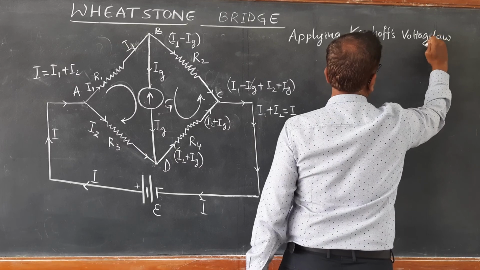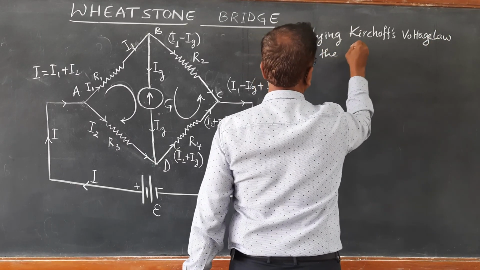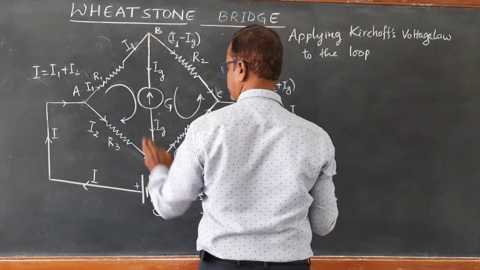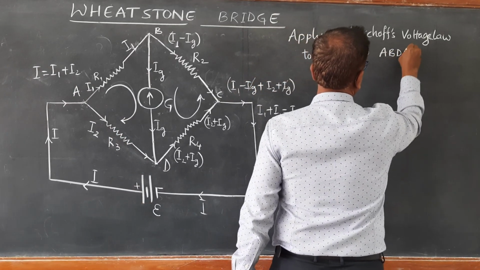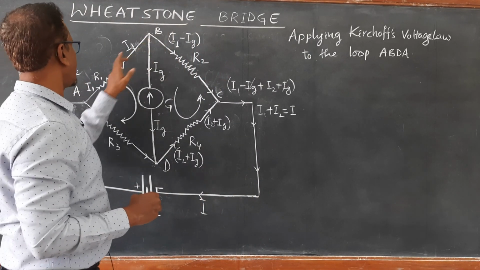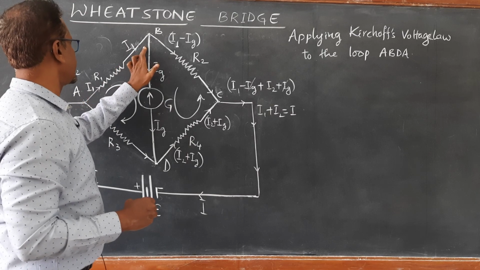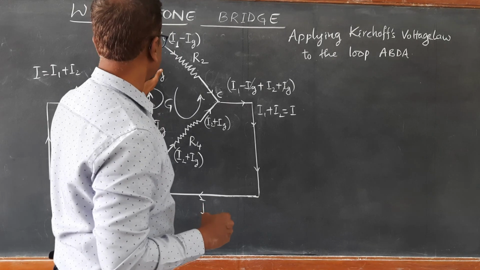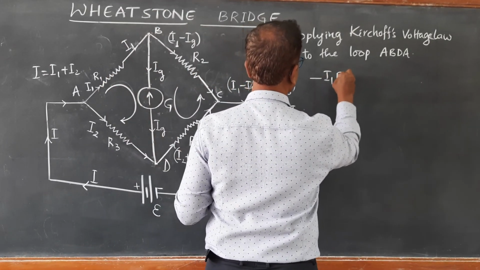Kirchhoff's voltage law to the closed loop, ABDA. Look at the currents. The voltage here is I1 R1. But as the current flows from A to B, there is a fall in potential. So there is a decrease in potential difference. So it becomes minus I1 R1.